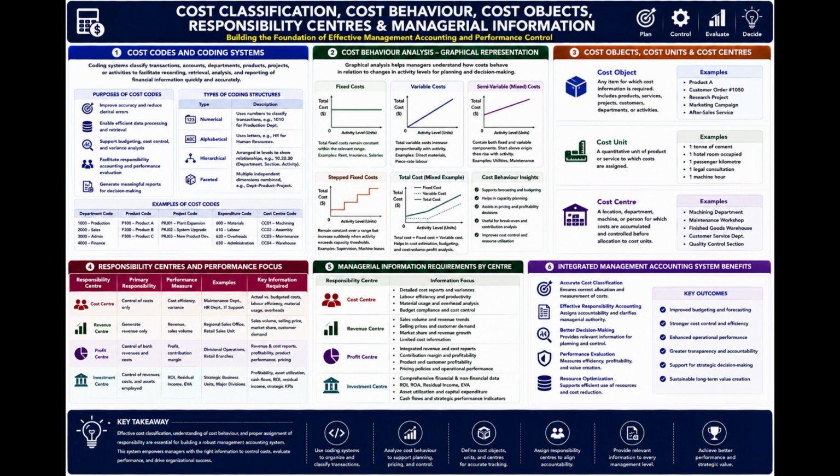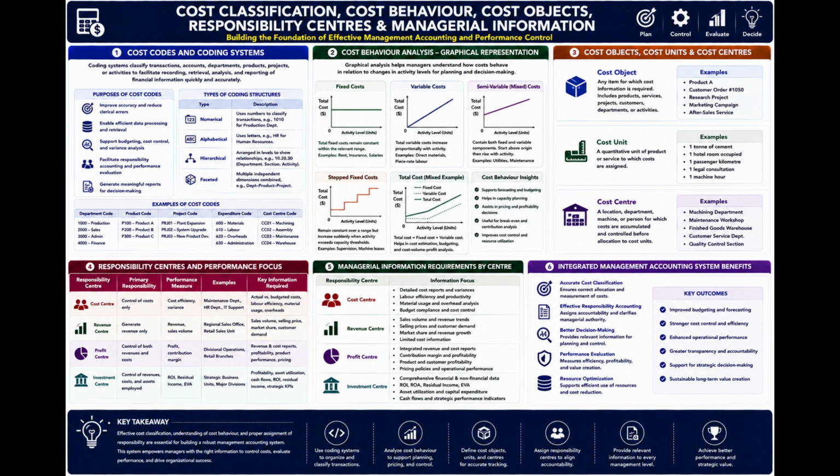Common coding structures include numerical codes, alphabetical codes, hierarchical codes, and faceted codes, each designed to classify transactions according to organizational requirements. Cost codes may identify departments, cost centers, products, projects, or expenditure categories, allowing management accountants to generate reports for budgeting, variance analysis, and cost control. Effective coding systems, therefore, improve the efficiency and reliability of management information systems while supporting managerial decision-making.